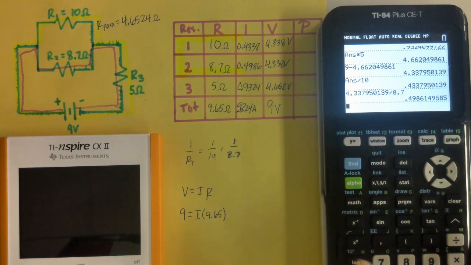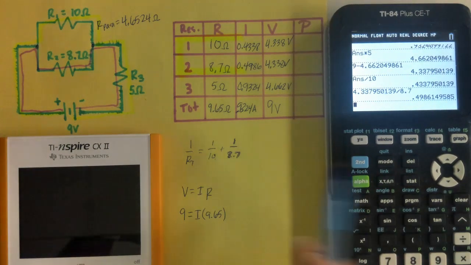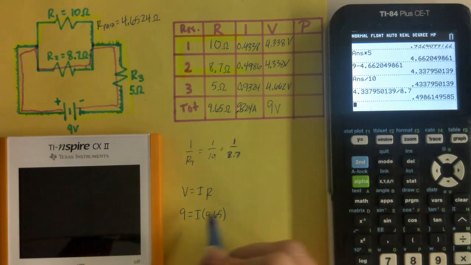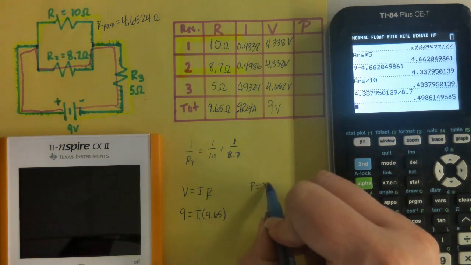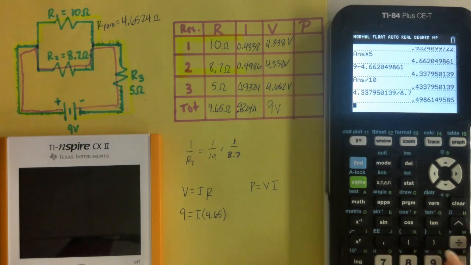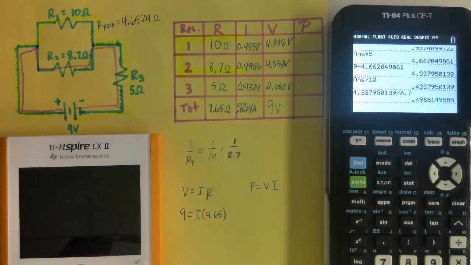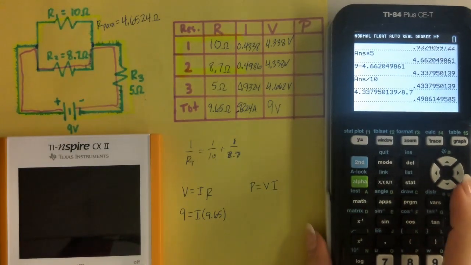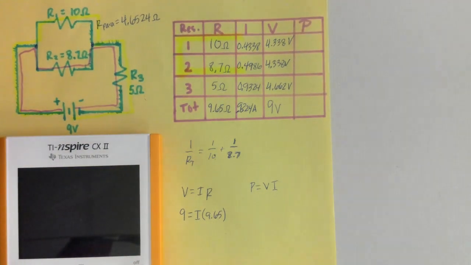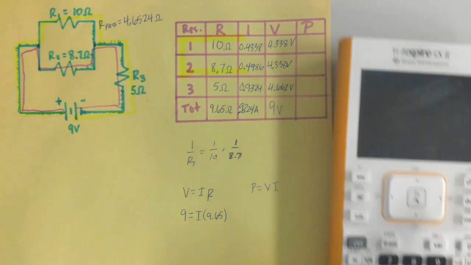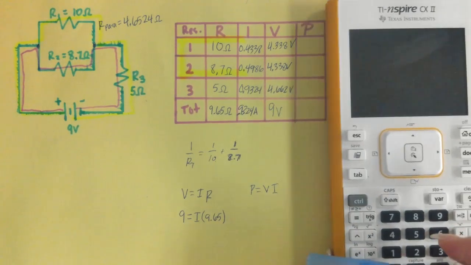Okay, so now we have our currents, and lastly you can find your powers. And power is easy because power, again, is just going to be voltage times current, and so it's just going to be this value times this value for each of them. And you can solve all of those. But before I do that, I first want to look at the Inspire calculator.